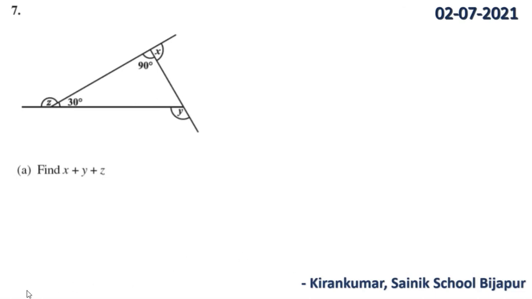Question number 7. We need to find x plus y plus z in the given figure. Observe carefully. This particular figure has got x, y and z as their exterior angles. You must know that the sum of the angles in a triangle is 180 degrees. So I can find this particular angle.